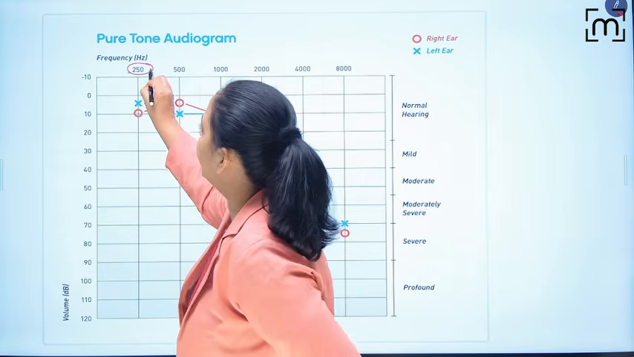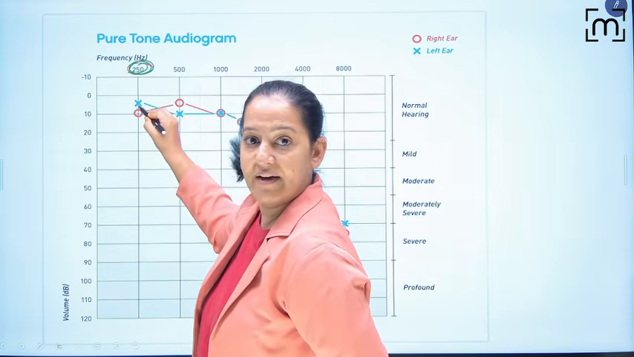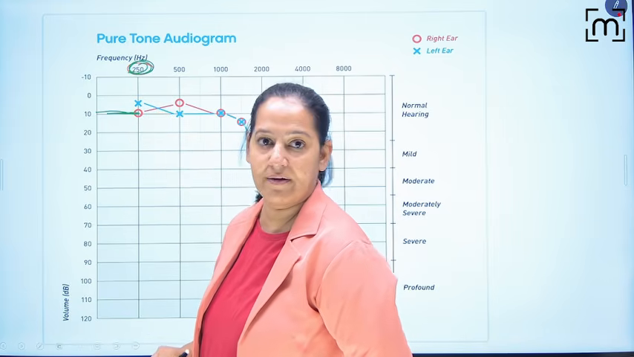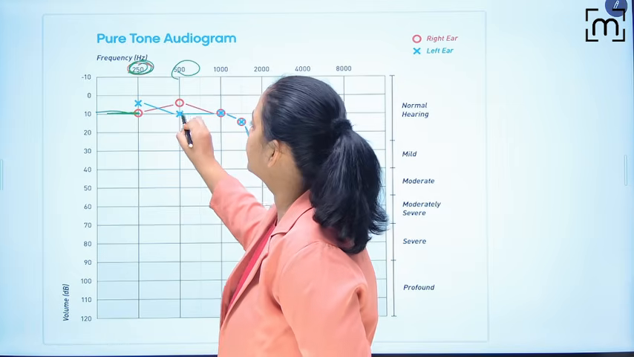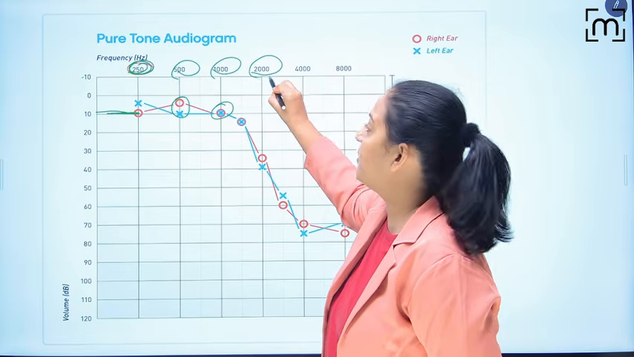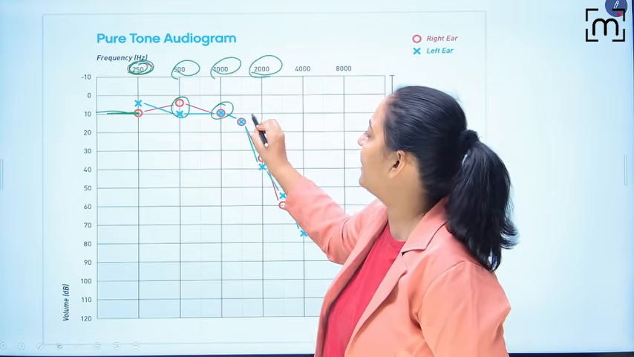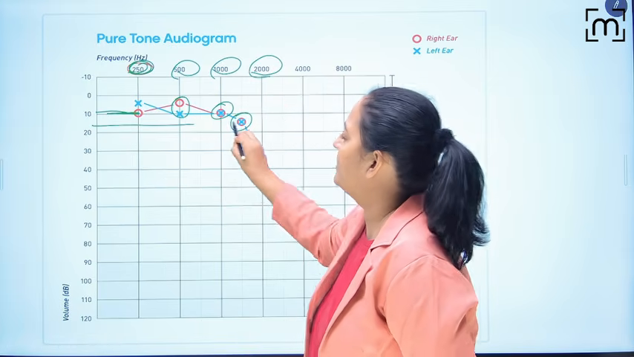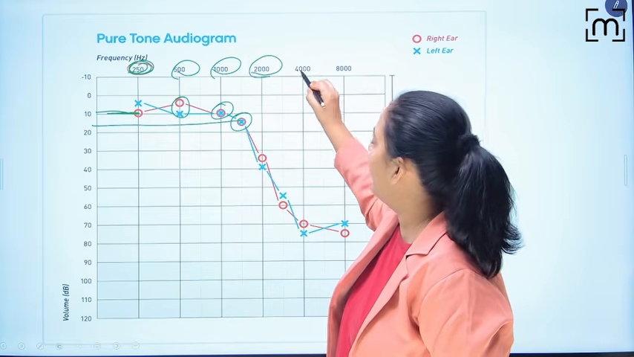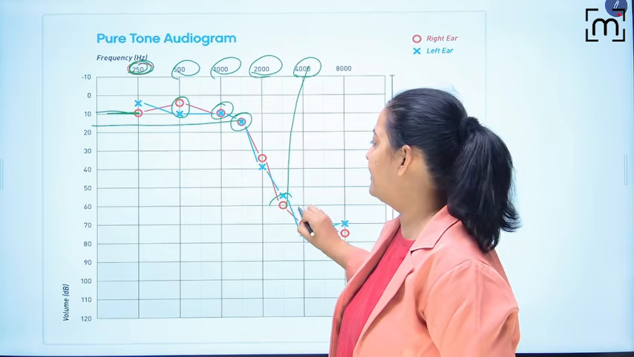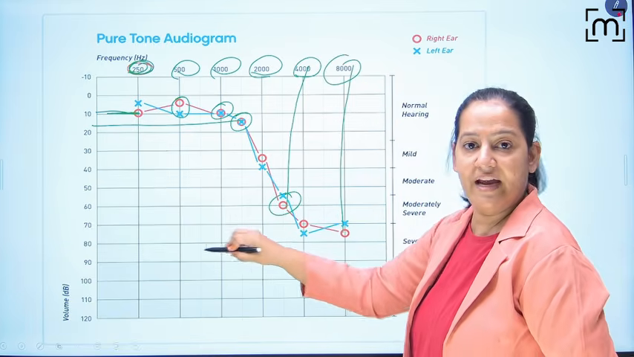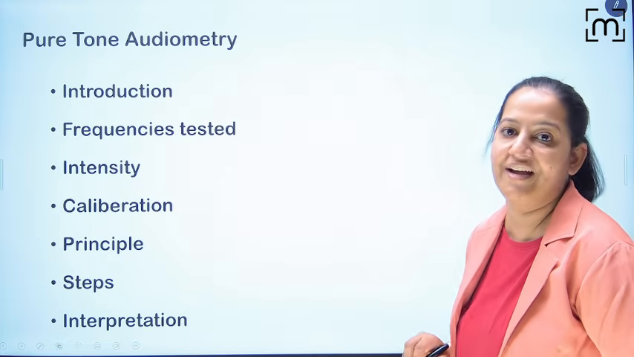You can see at 250 hertz, in both ears, right and left, the sound is heard at 10 decibel. At 500 hertz, again 10 decibel. At 1000 hertz, again 10 decibel. But at 2000 hertz, when I repeated the test, instead of 10, it's 15. I'm sorry, not hertz, this is decibel. It is 15 decibel deafness. At 4000, the deafness is nearly 60 decibel. And at 8000, the deafness is nearly 80 decibel. So this is how we interpret this graph.